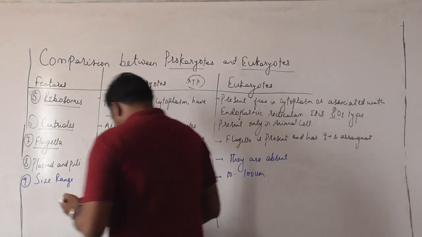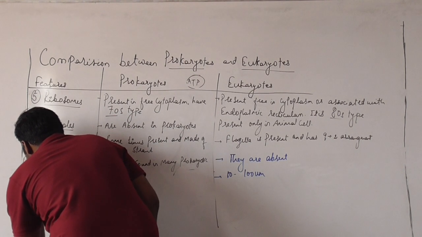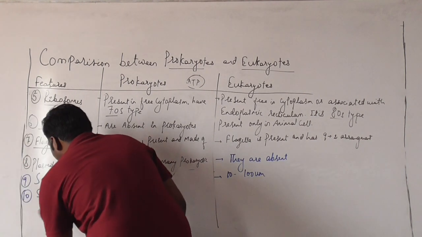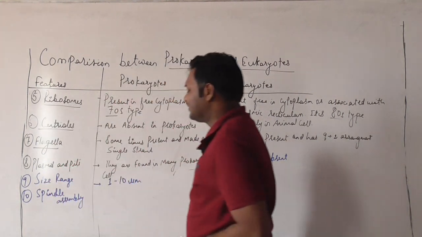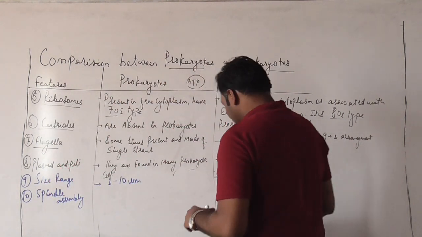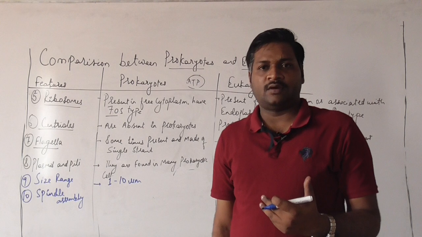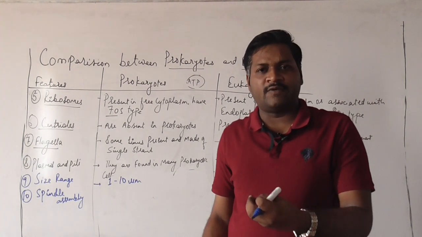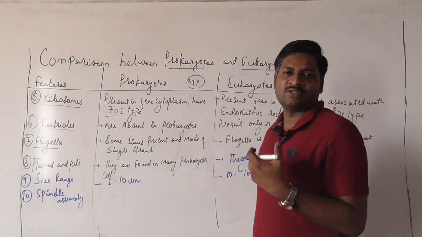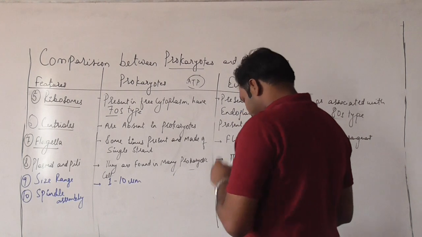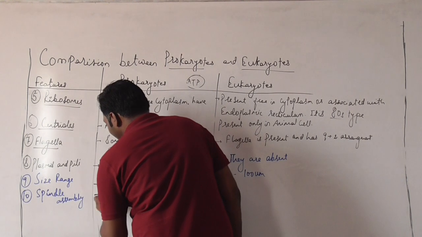Another characteristic feature is the spindle assembly. Now what exactly does spindle assembly mean? Spindle assembly is required during cell division. It helps in the equal distribution of the genetic material. But in prokaryotes, we do not see mitotic cell division. They don't have mitotic cell division, so the spindle assembly is absent.